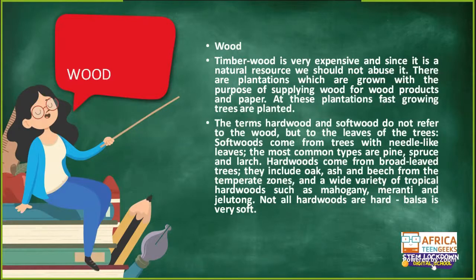At these plantations, fast-growing trees are planted. The terms hardwood and softwood do not refer to the wood, but to the leaves of the trees. Softwood comes from trees with needle-like leaves. The most common types are pine, spruce, and larch. Hardwoods come from broadleaf trees. They include oak, ash, and beech from the temperate zones, and a wide variety of tropical hardwoods such as mahogany, maranti, and iroko.